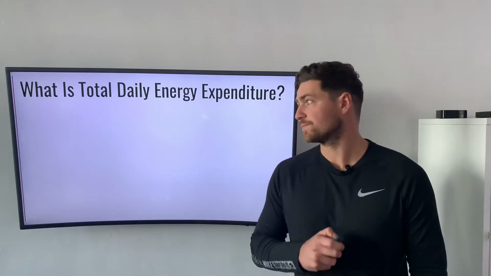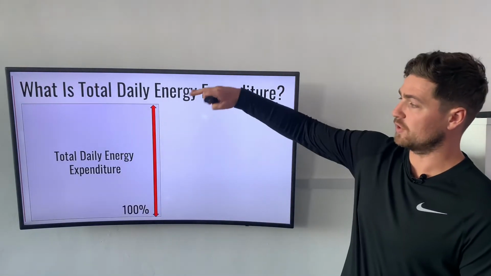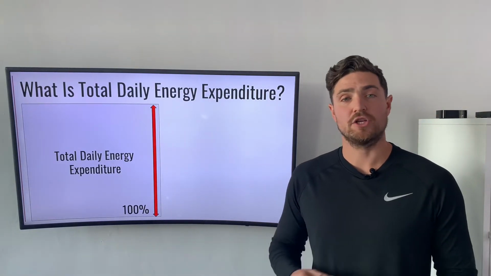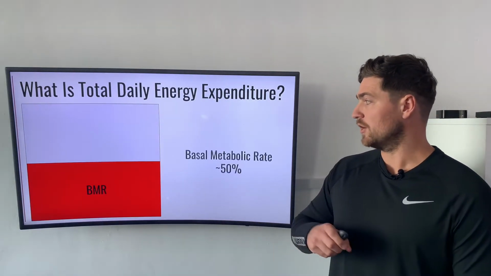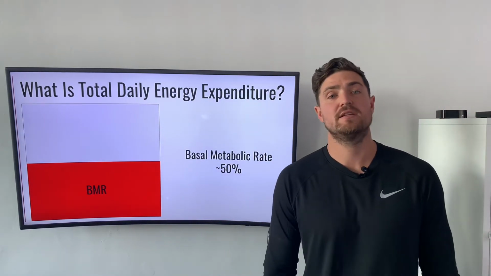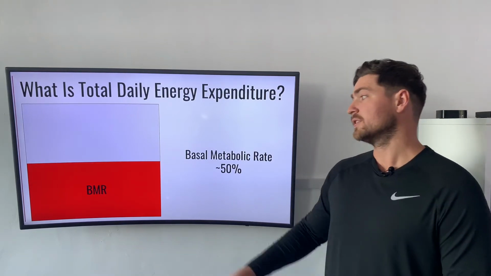So, total daily energy expenditure. This is your 100% of the calories that you're going to use every day. We're going to break down where those calories are used. BMR uses up about 50 to 70% of your total daily energy expenditure. So it's a big part of this.